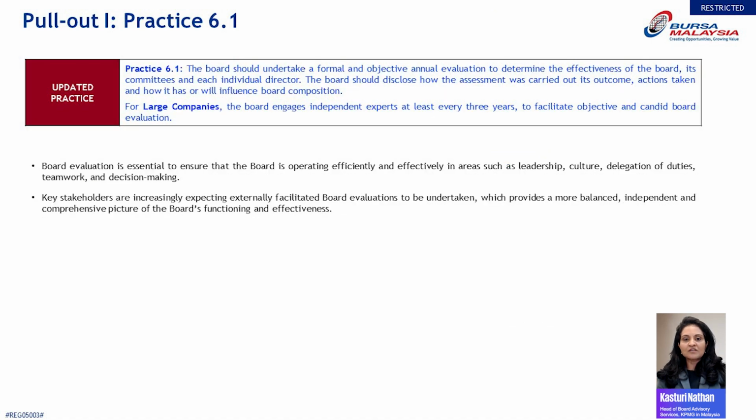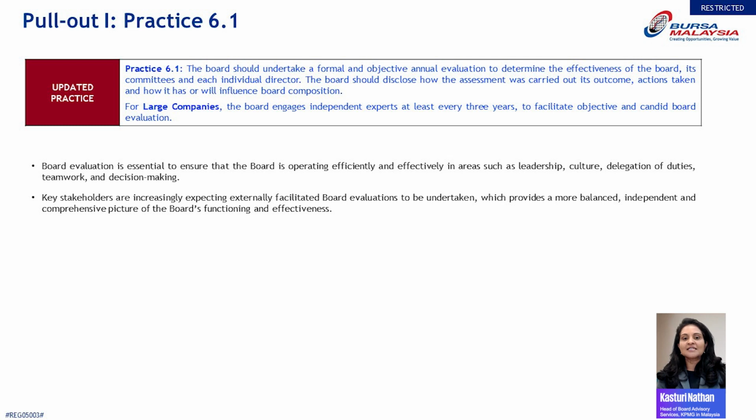Over the years, the board evaluation process has become an increasingly important element in measuring and improving board performance in areas such as leadership, culture, delegation of duties, and decision-making. Against this backdrop, Practice 6.1 recommends that the board undertake a formal and objective annual evaluation to determine the effectiveness of the board, its committees, and each individual director.